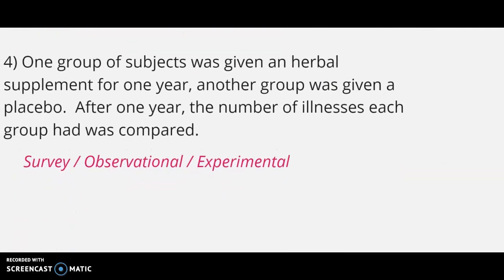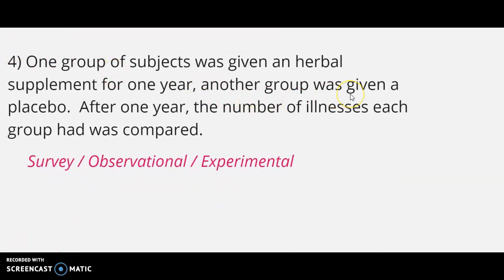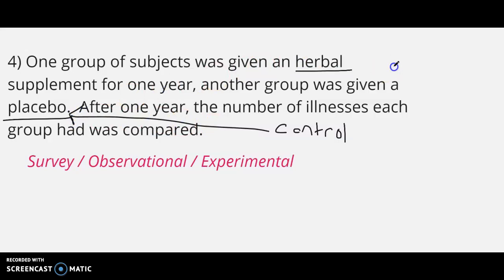Last one. One group of subjects was given an herbal supplement for a year. Another group was given a placebo. After 1 year, the number of illnesses in each group was compared. Again, we have this control situation. The placebo is the control. You're measuring 2 groups. You're doing a study on 2 groups. One you don't do anything to, but one you do manipulate a variable, in this case the herbal supplement. Again, we see an experimental study here.